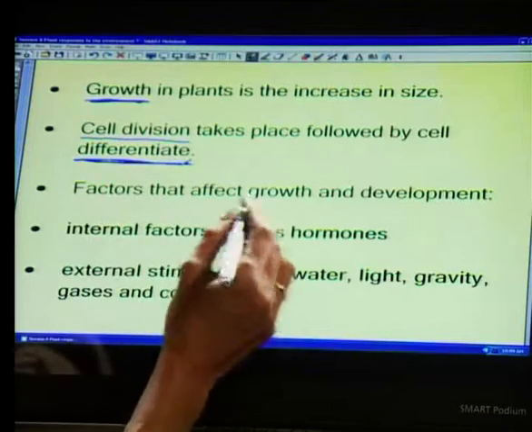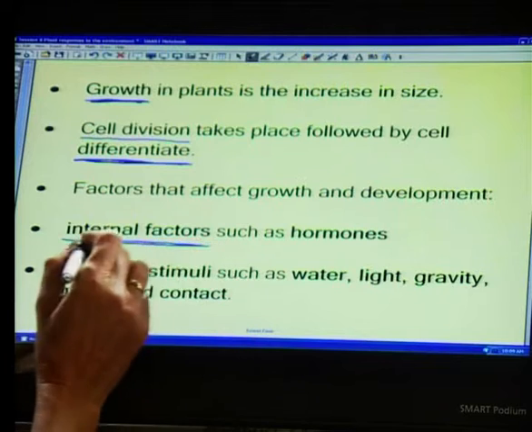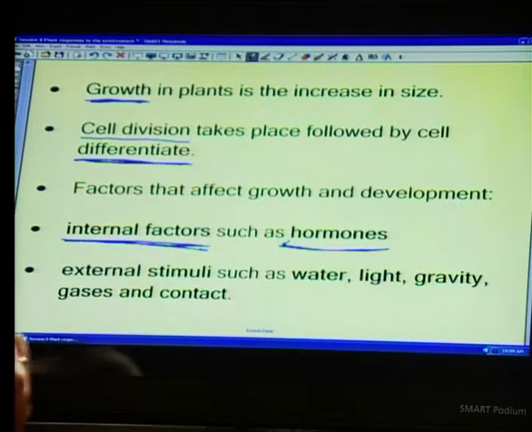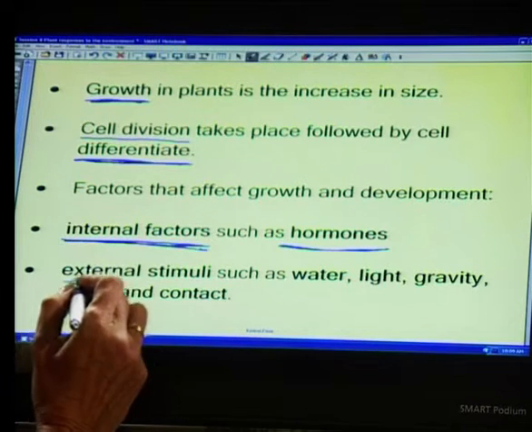They grow, they're just regular little cells, and now they have to decide, well, am I going to be a xylem cell or a phloem cell or an epithelium cell? What cell am I going to be? Factors that will affect growth and development are, first of all, internal factors, and those internal factors are going to be the hormones that float around in that little plant. And then we also have external stimuli.